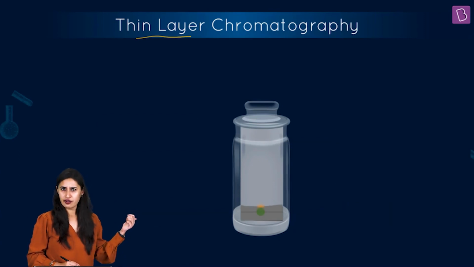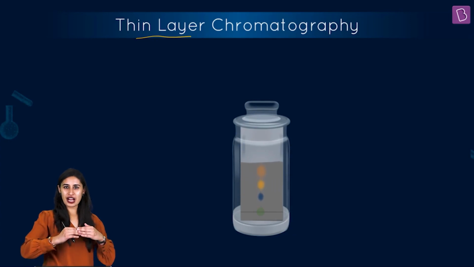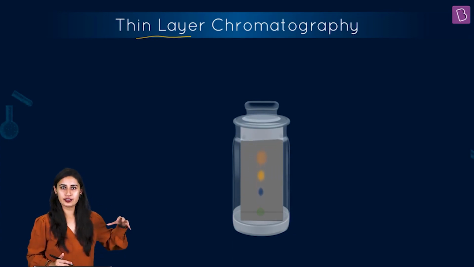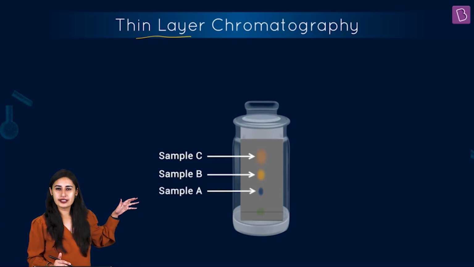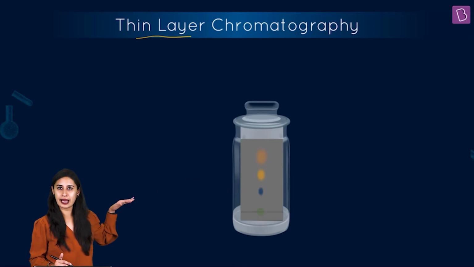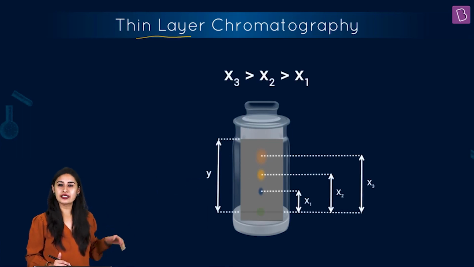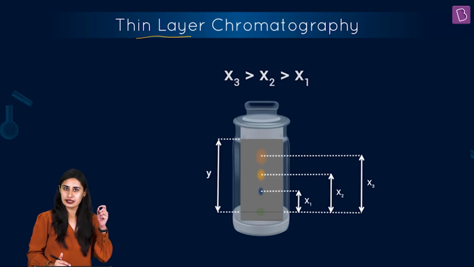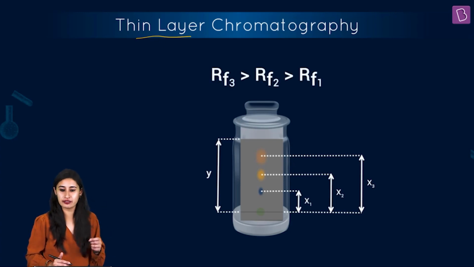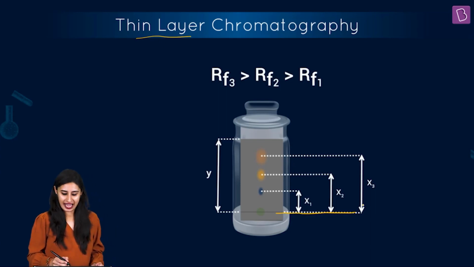We have solvent, and we have made a baseline. After some time you can see, as the solvent travels up, depending on the degree of adsorption, the different components get separated at different lengths. Sample A, sample B, sample C, they are well separated. X1, X2, X3 are the distances traveled by samples A, B, C respectively from the baseline. And this Y is the distance traveled by the solvent from the baseline.